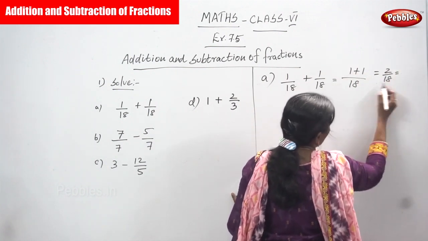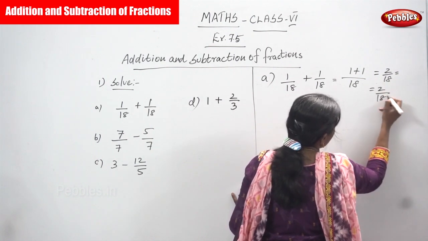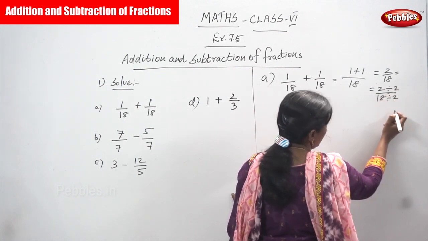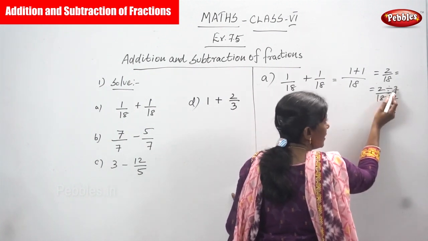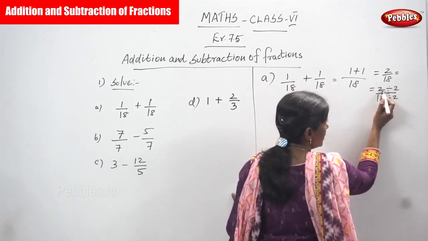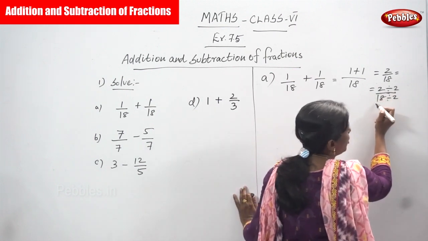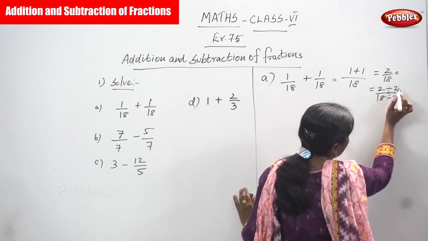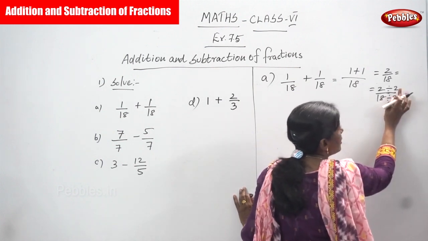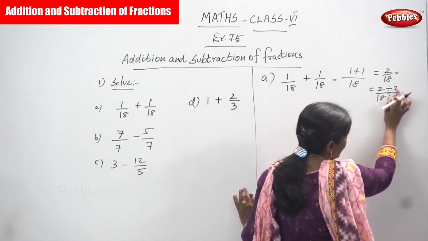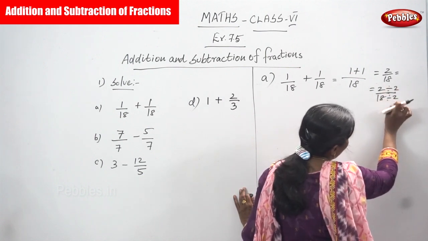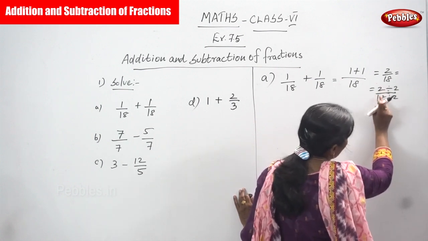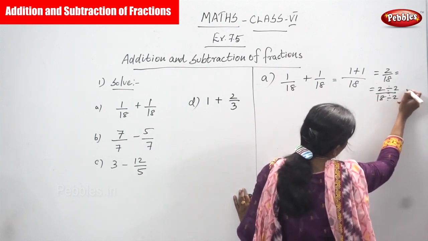So I am going to take 2 by 18. The common factor is 2. So I am going to divide both the numerator as well as the denominator by 2. 2 by 18 is going to be divided by 2. That means the numerator as well as the denominator is divided by 2. So 2 is a common factor.